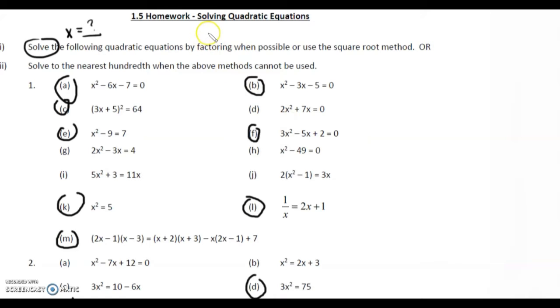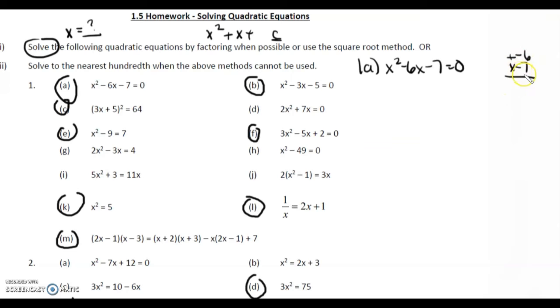As soon as you see an expression with an x squared and an x, usually a constant term as well, you have to factor it. You can't just solve for x because there's not only one x anymore. So when we're doing 1a, we first have to see, are we able to factor this? What two numbers multiply to -7 and add to -6?